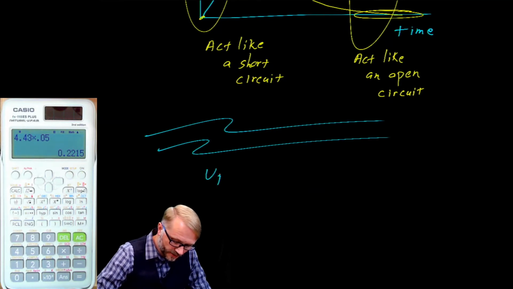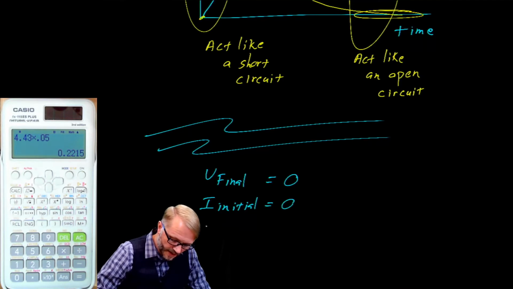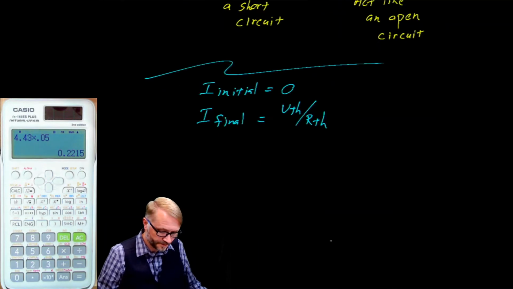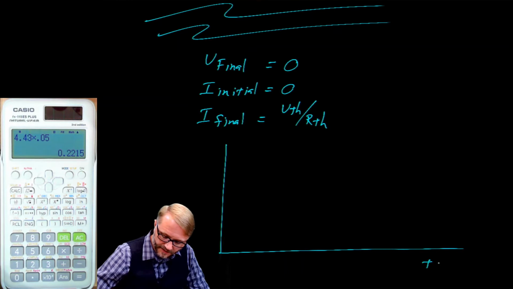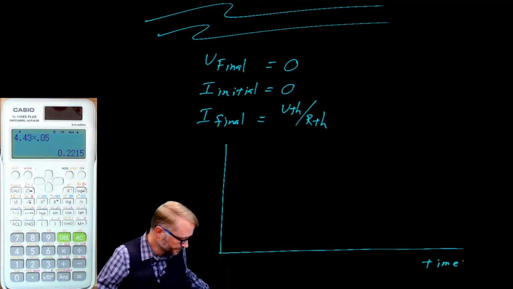The final voltage on an inductor is equal to 0. The initial current on an inductor is equal to 0. And the final current is a function of the Thevenin voltage divided by the Thevenin resistance. If we were to plot that, we would get a curve that looks like this as a function of time.